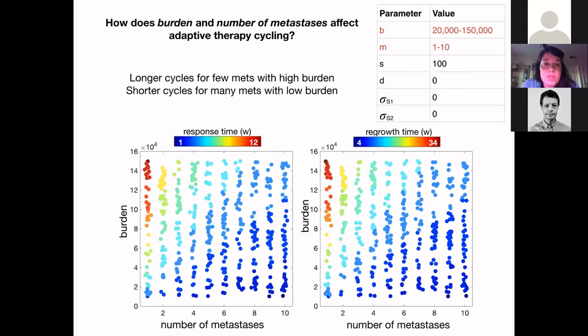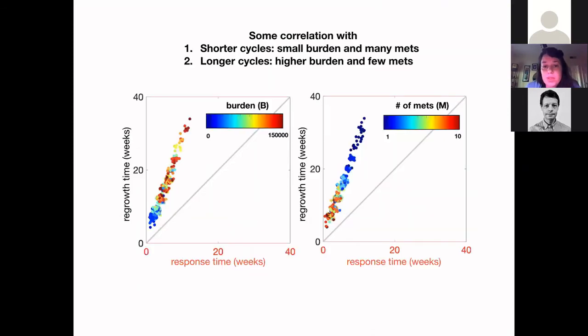Next we looked at how burden and number of metastases affect adaptive therapy cycling. Here we're keeping everything constant except for the burden, which can vary between 2,000 and 150,000 cells, and metastases from 1 to 10 mets. We see that the response time and the regrowth time are really high if you have a really high burden and a low number of metastases, and they're really fast if you have a large number of metastases and a low burden. And so we can plot this into the cycle space, and it fits really nicely along this line.